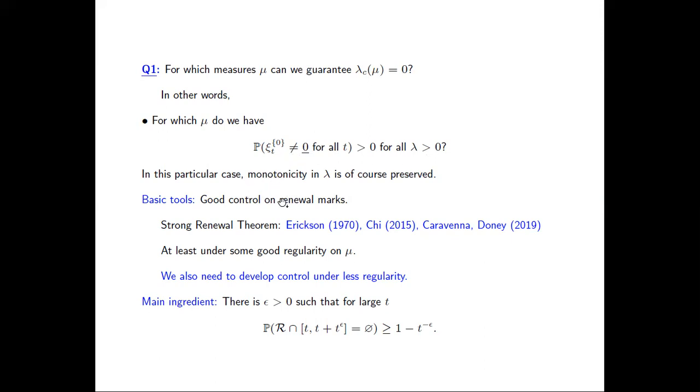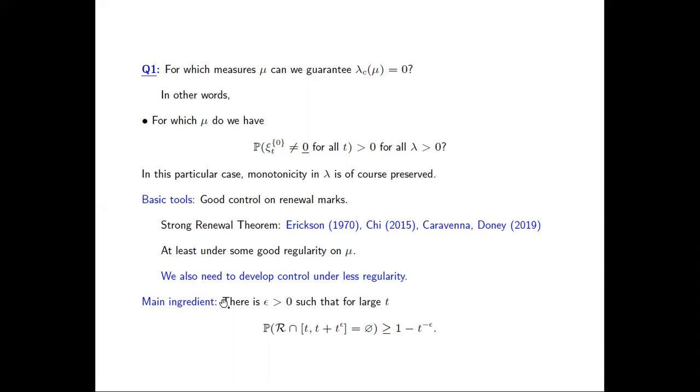And of course, since now you need good control on the renewals, because it's not always the same, it's clear that in some cases you need to use some strong theorems which are known under some regularity conditions, like Erickson. There are these other two more recent papers by Xi and Caravenna-Doney, very recent, completing the solution of the strong renewal. But usually here you have a lot of regularity in your measure. With less regularity, you can do something that is enough to answer the questions we have in mind.